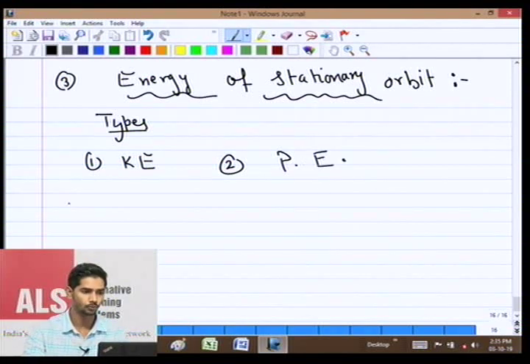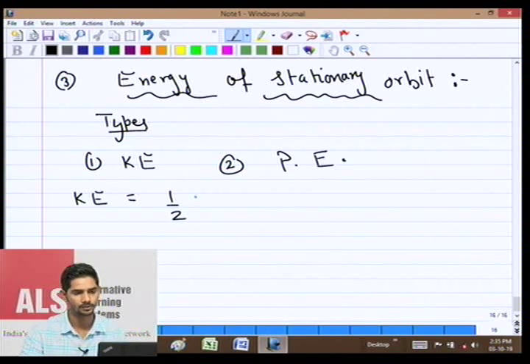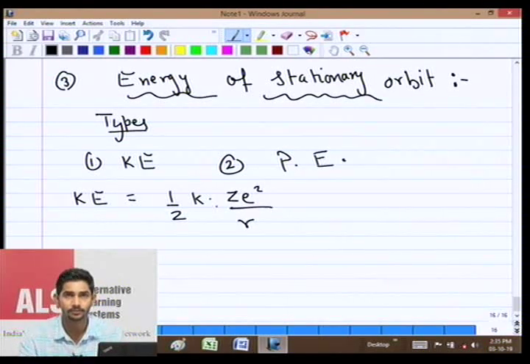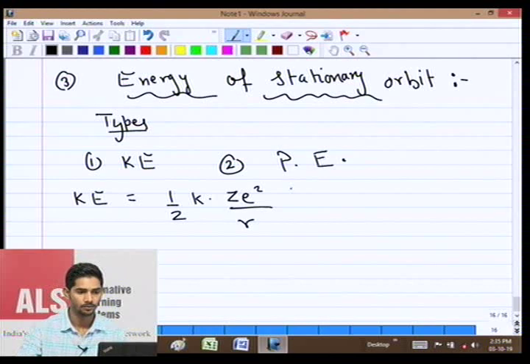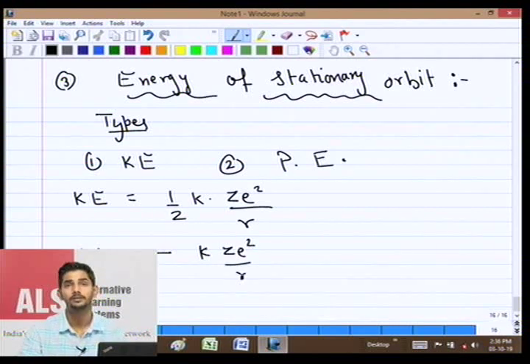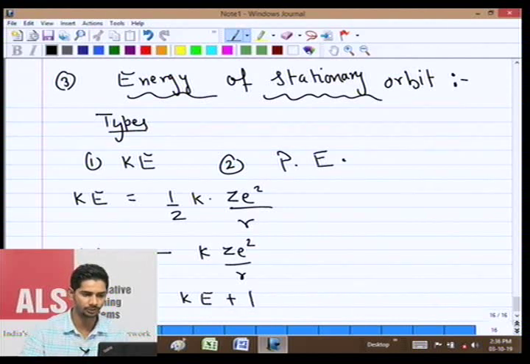Kinetic energy is equal to half of KZe square by r. Guys, this K is 1 upon 4 pi epsilon naught that you have studied in electrostatics. Potential energy is minus KZe square by r. Again, you have to remember these formulas. When we talk about the total energy, TE, it is equal to kinetic energy plus potential energy.